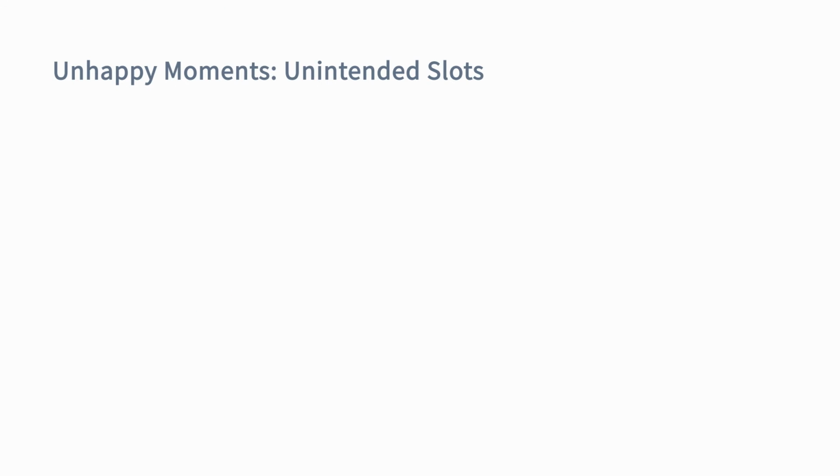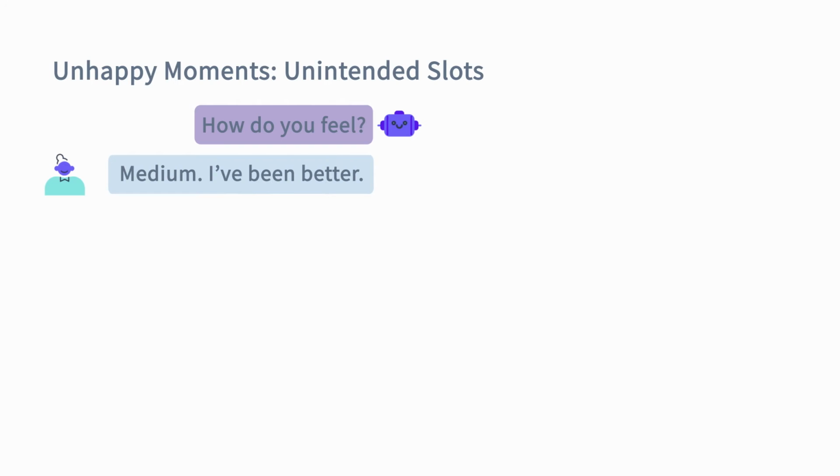There are also some other unhappy moments that might happen in a conversation, and that is when slots get set unintendedly. So let's give an example with what I mean by that. Let's say that there's a feature in our pizza assistant that asks the user, hey, how do you feel? And that the user might then be able to say, well, I feel kind of medium because I've really been better. Then the assistant could now say, buy a pizza, maybe that'll make you feel better.